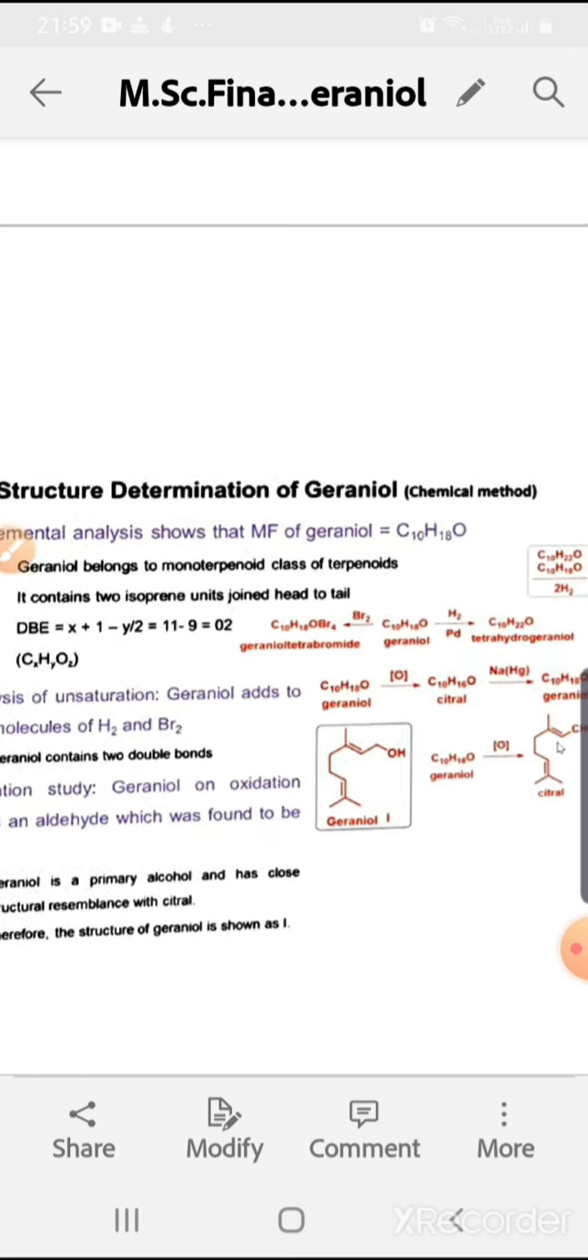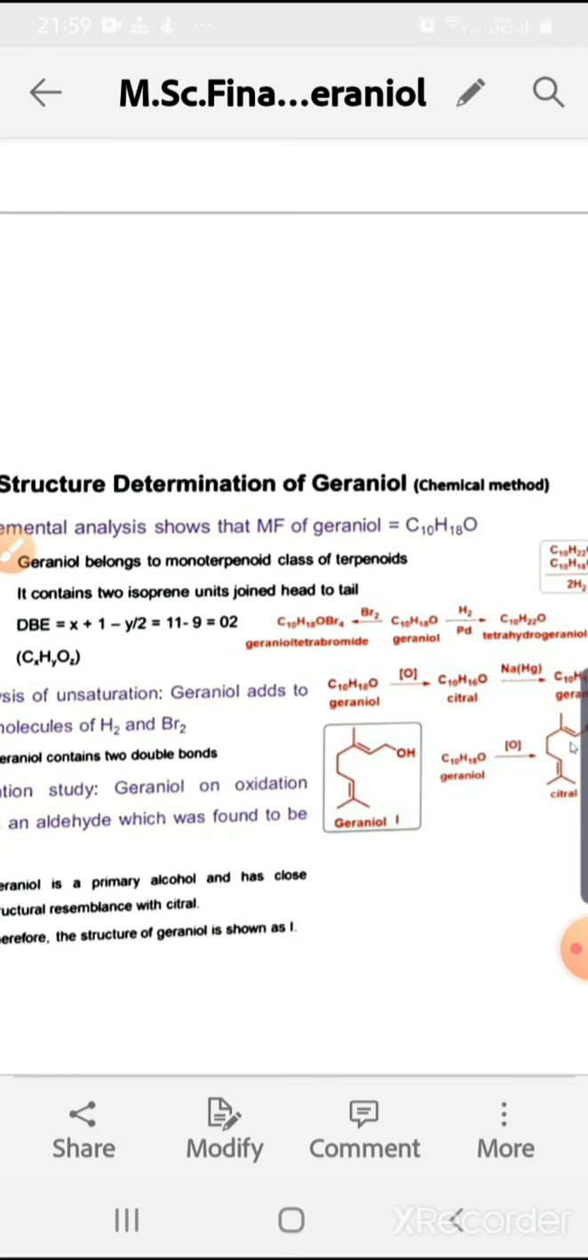The first reaction is estimation of carbon and hydrogen. From this estimation, the molecular formula of geraniol is found to be C10H18O. C10 means two isoprene units which are joined through head to tail linkage. According to the molecular formula, it belongs to the acyclic monoterpenoid class.